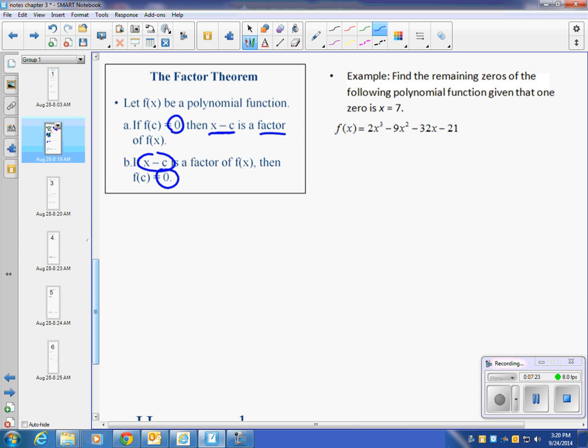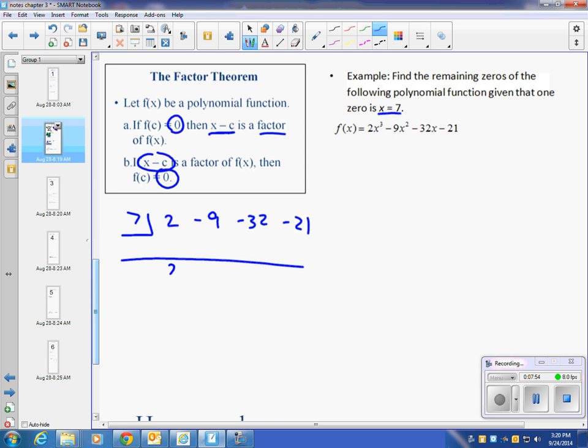So let's look at the next example over here. It says find the remaining zeros of the polynomial given that 7 is one of them. So what we have here, we know that 7 is an x-intercept. That x minus 7 is a factor. We want to find the rest. Now, the first thing that we're going to do with that 7 is we are going to divide the polynomial. Because it was just a single term here, we can use synthetic division, and that's really going to be our go-to method most of the time.